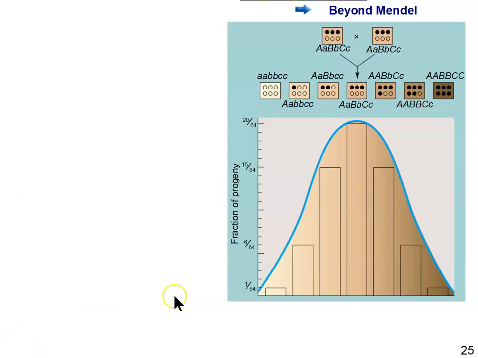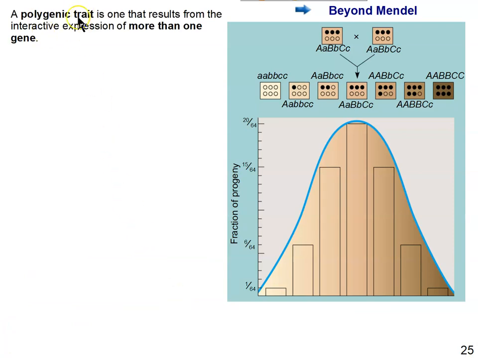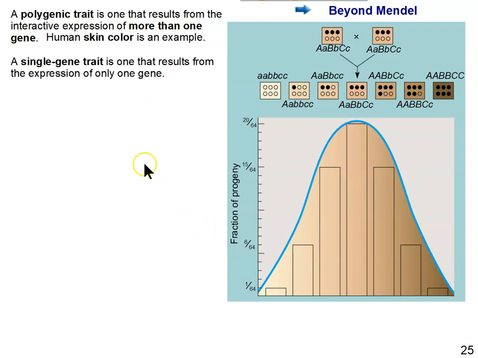All right, not to be confused with multiple alleles is a concept known as polygenic traits. And that is one that results from the expression of more than one gene. And we're looking at skin color here as our example, human skin color. And this is the opposite of a single gene trait. All the 7 characters that Mendel looked at in pea plants were single gene traits.